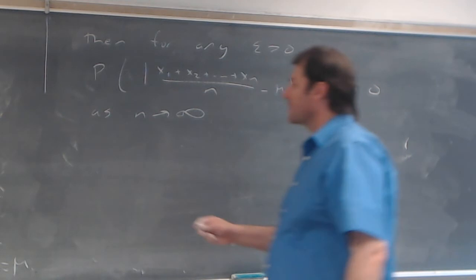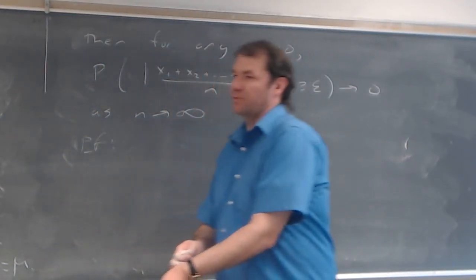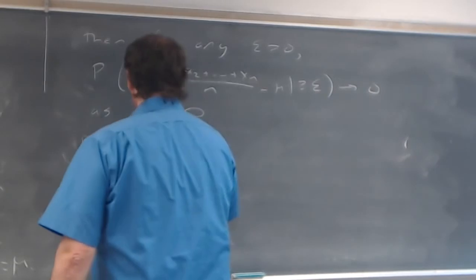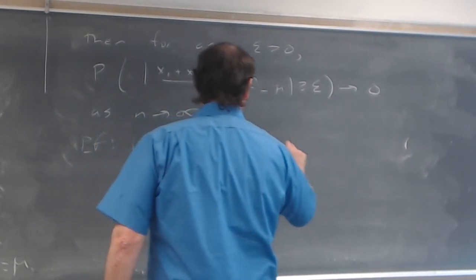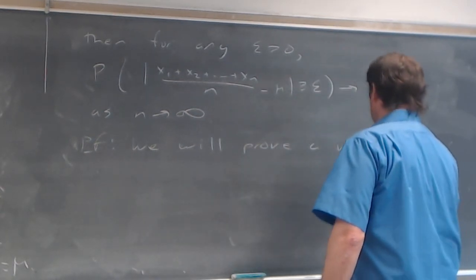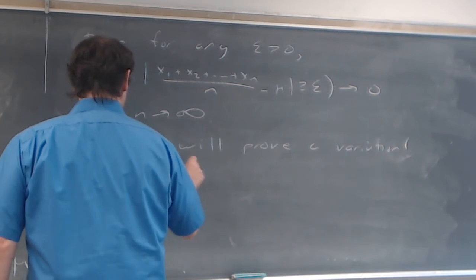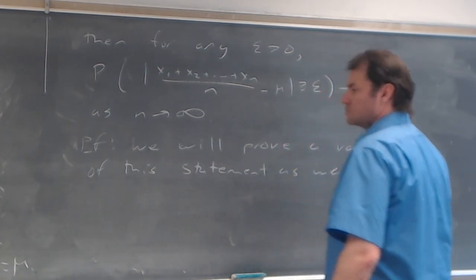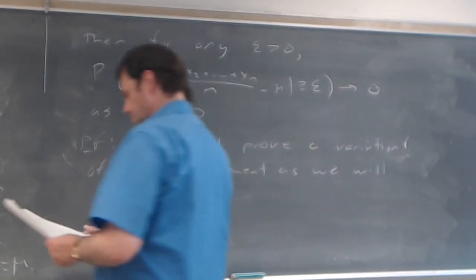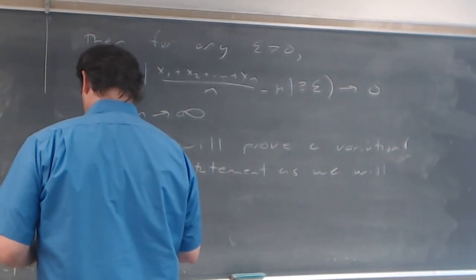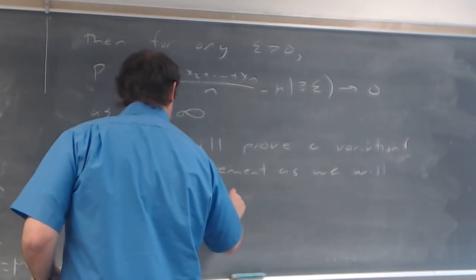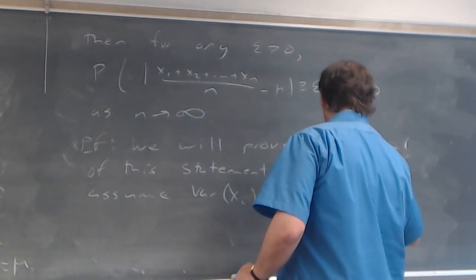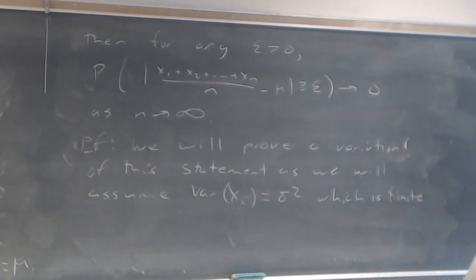Now, in terms of the proof, I'm not going to prove this statement directly. I'm going to add one additional hypothesis. We will prove a variation of the statement, as we will assume that the variance of x i equals sigma squared, which is finite. So we'll make that one additional assumption.